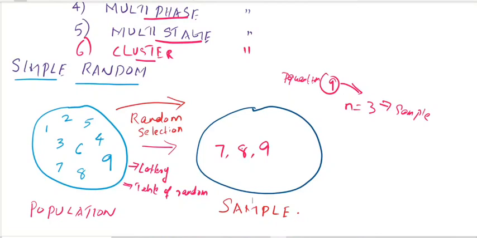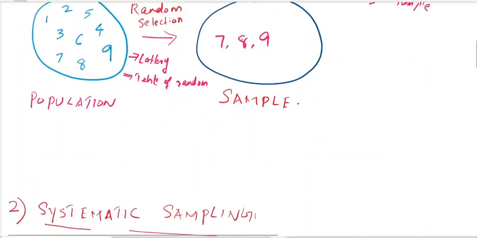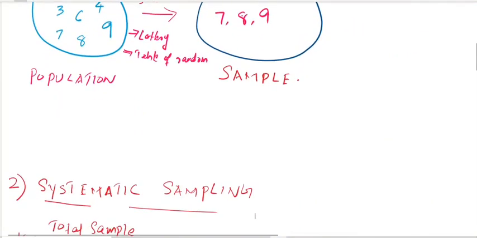So it is a very easy technique, but if we have a very large number, it is not an easy technique. When we have a very small number, like maybe the total population is 10, 20, 30, we can do it by using a lottery method. But when we have a large number, we might need to use software, but it's not an easy technique when we have a very big population.